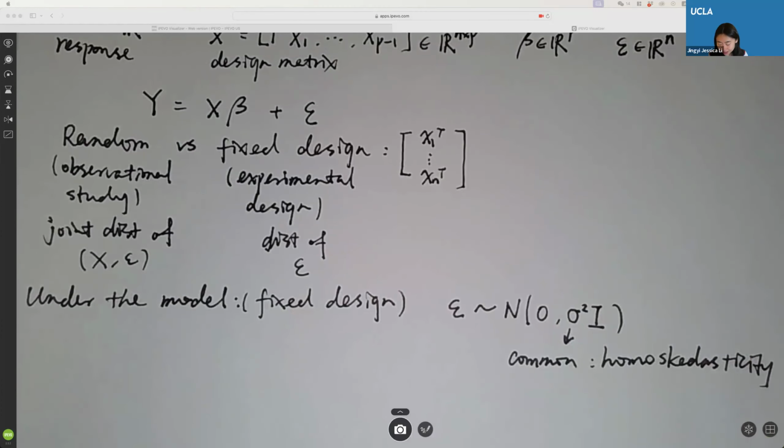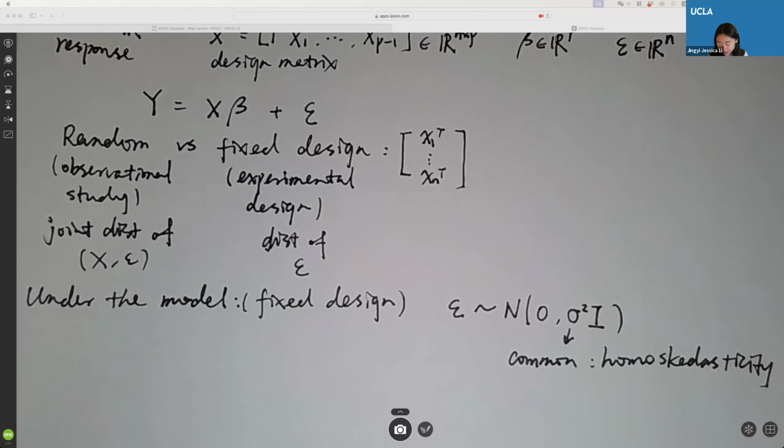So if we consider the left to be our parameter estimation objective function, we are doing MLE, maximum likelihood estimation, to find the beta estimate. If we use the right-hand side as our objective function to minimize, we are doing OLS, which is ordinary least squares. So under the fixed design, the interesting thing is that they happen to be the same estimate.